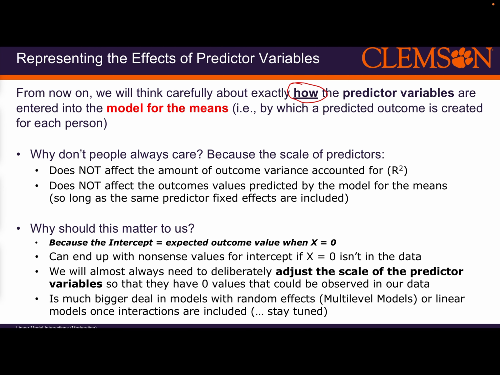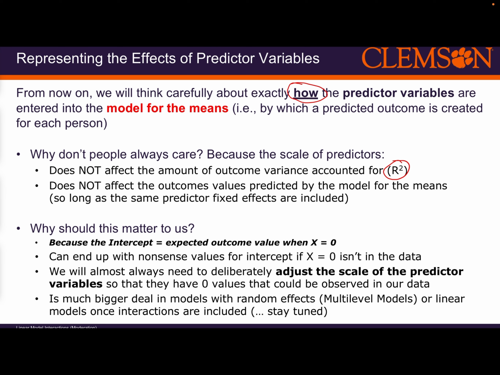Often because the scale of the predictors does not affect the amount of outcome variance accounted for. So if we reset the scale or change the coding scheme, if we, for instance, called the old method a 1 and the new method a 0, the amount of variance accounted for, R squared, would be the same. It also does not affect the outcome values predicted by the model. So really nothing else changes. The residual variance changes, but what we've done is shift things around a little bit.